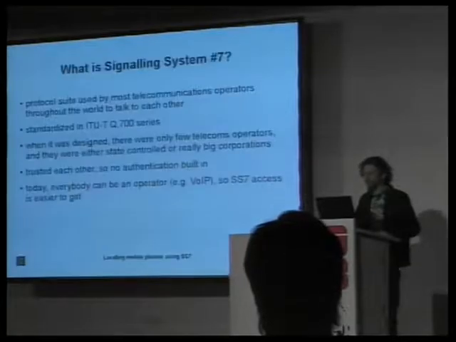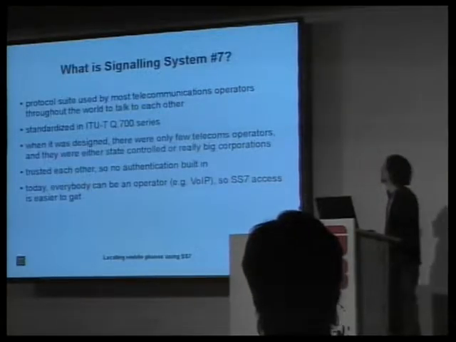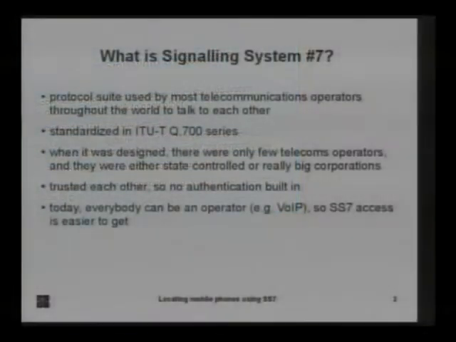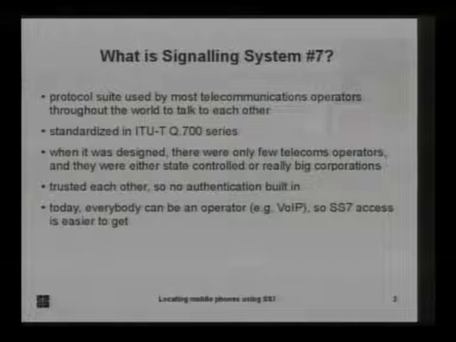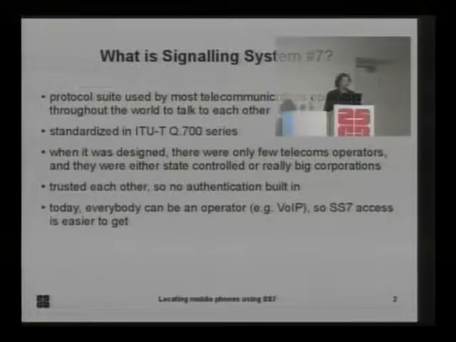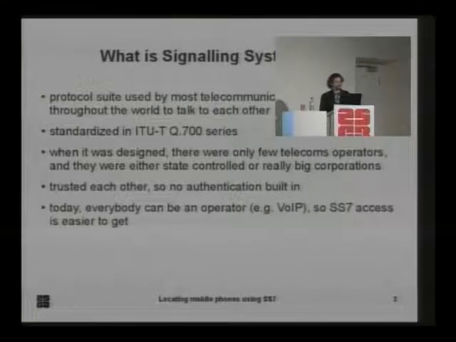So let's start. First off, what is Signaling System number 7? It's a suite of protocols used by telecommunications operators in the whole world to talk to each other. That means if I want to call you, then I dial your number, and the switch that my phone is connected to talks to the switch that your phone is connected to, and says, hey, I have a call here from this and that number for that number, and please put it through. This communication takes place over one of the SS7 protocols.